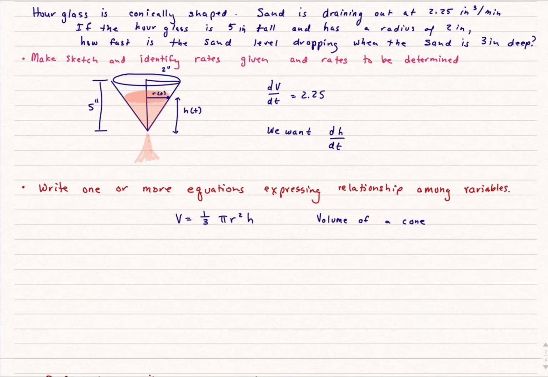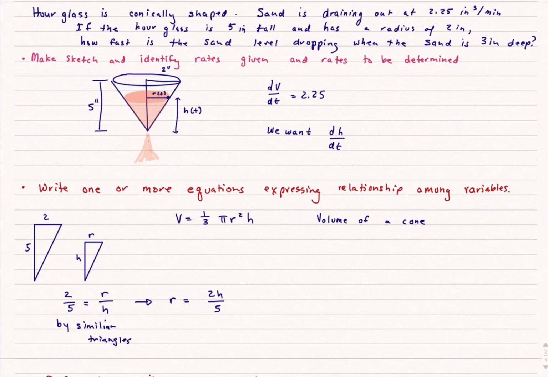So what I'm going to do is take my picture from above and recognize that I always am going to have a similar triangle set up. So if the shape of my overall cone, if that triangle formed by the radius and the height is 2 and 5, then the triangle formed by the level of the sand at a time t is that same similar triangle with sides length r and h. Therefore, 2 over 5 is going to be equal to r over h, and this is again by similar triangles. Therefore, I can rewrite my radius as 2h divided by 5.